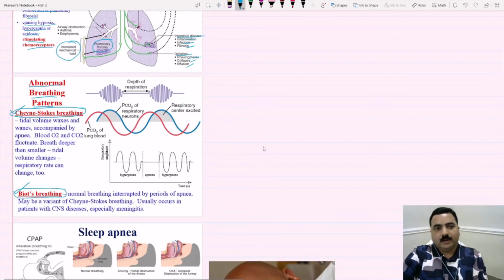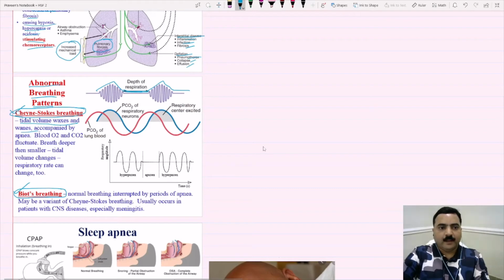Over here, because the cardiovascular system is not working, the tidal volume waxes and wanes. It increases, decreases, and then there is a stoppage of breathing, then again increase, decrease, and then stop. So this is the pattern that you see in Cheyne-Stokes.